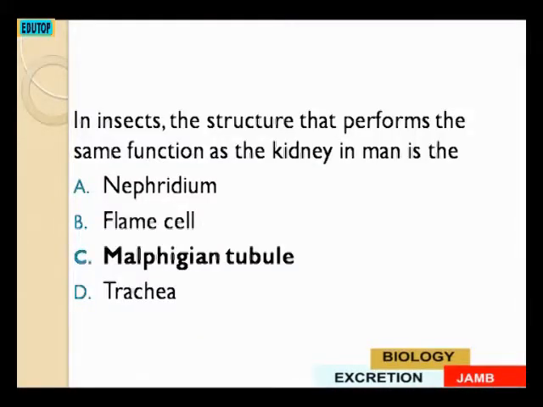The next question: in insects, the structure that performs the same function as the kidney in man is what? A, the nephridium, B, the flame cell, C, the malpighian tube, D, the trachea. The question is just simply asking of the excretory organ in an insect, and the malpighian tube is the excretory organ in insects. Flame cells are excretory organs in flatworms, and trachea you find it in man. So the malpighian tube is the excretory organ in insects.